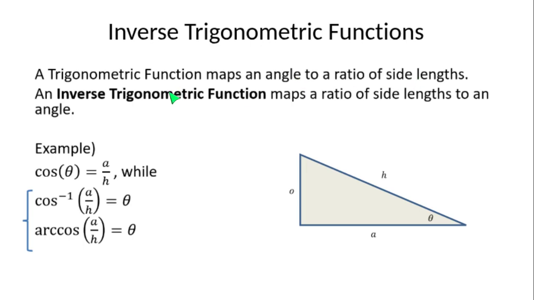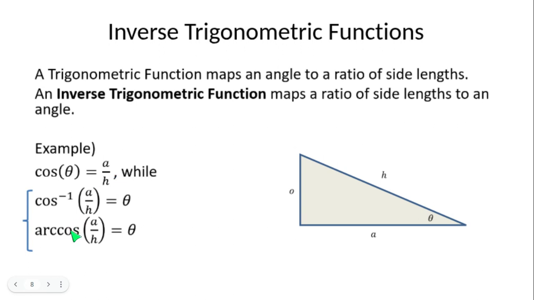So an inverse trig function does the inverse. We're given a ratio of side lengths, and the function outputs the angle that would give us that ratio of side lengths. So if cosine of theta is adjacent over hypotenuse, then inverse cosine of adjacent over hypotenuse gives us theta. Our input and output switch, as is what always happens when we find an inverse function.